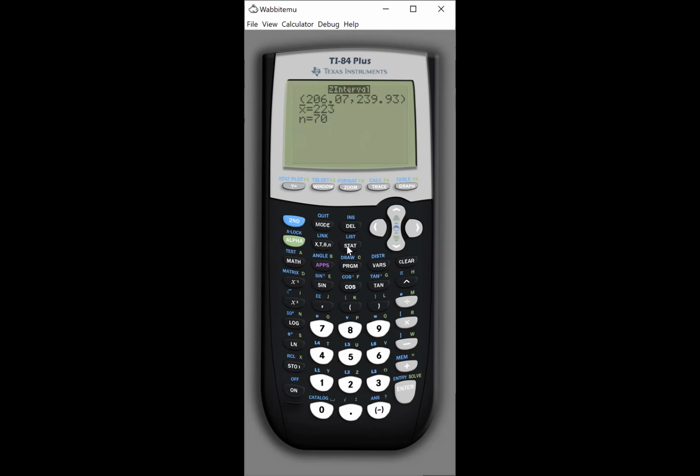If you want to get it for 90%, go to stats, go to test, go to Z interval, and just change it from 99% to 90%. Then you get 212.19 to 233.81. And that's it. That's how you deal with the TI-84. Yeah, you're welcome. Any other questions?